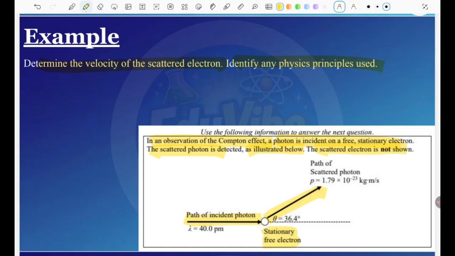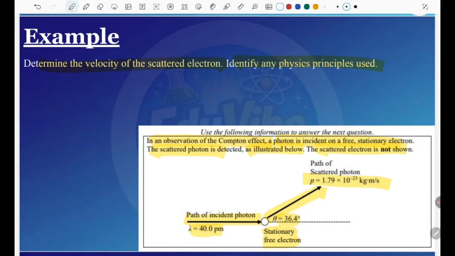So basically the question has given us the wavelength of the incident photon. For the scattered photon's path, we have a momentum. We don't have the wavelength for that, and we also have the angle over there, because at the end we have to find the angle too, and this angle helps us find something else. For the scattered electron's velocity, before starting with the x component and y component individually, we have to find the information given to us.